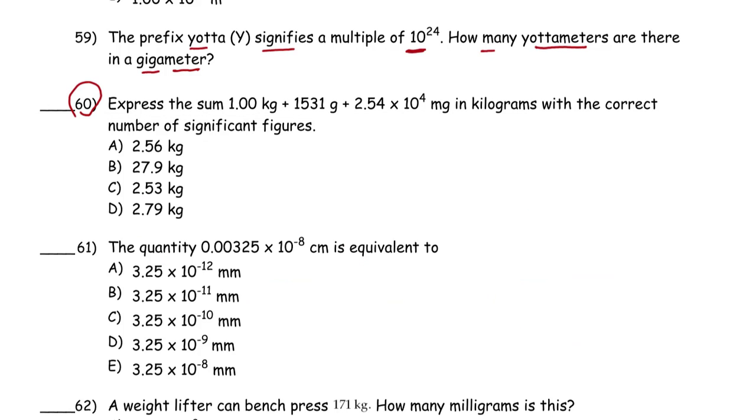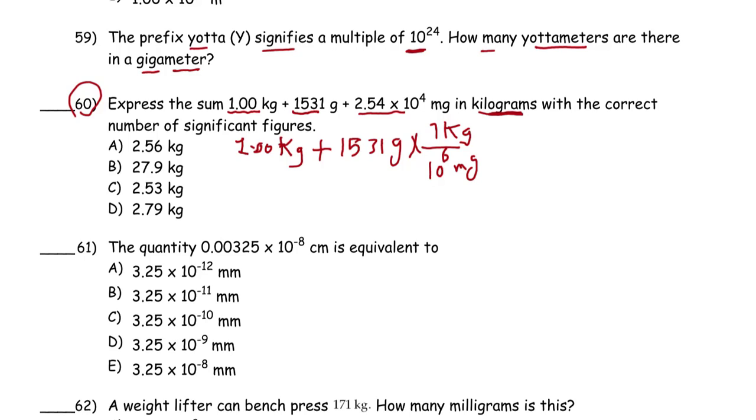Number 60. Express the sum of 1 kilogram, 1531 gram plus 2.54 times 10 power 4 milligram in kilograms. So at the beginning, we have 1.00 kilogram plus 1531 grams times, you know that 1 kilogram is 10 power 3 grams, so 1 kilogram is 10 power 6 milligram.